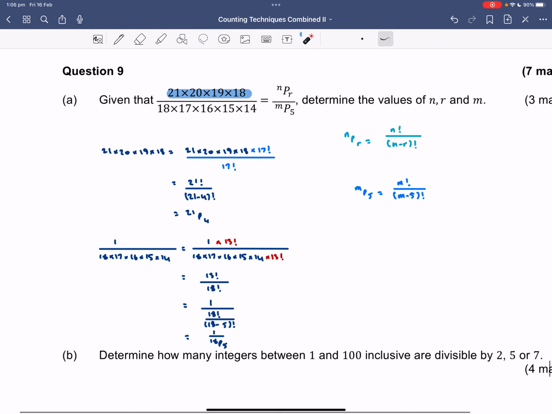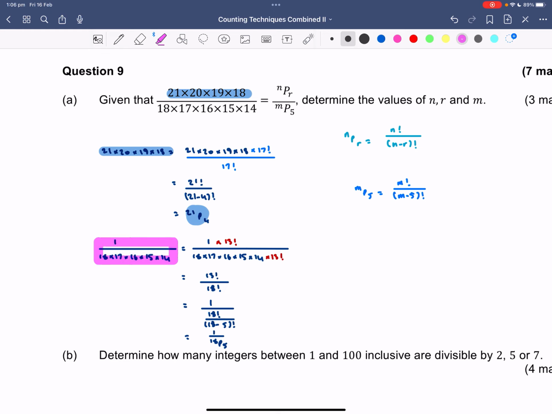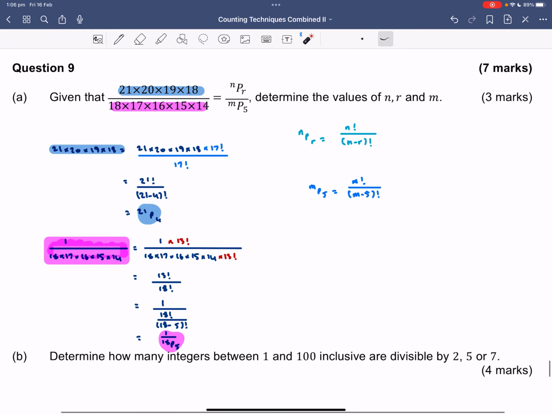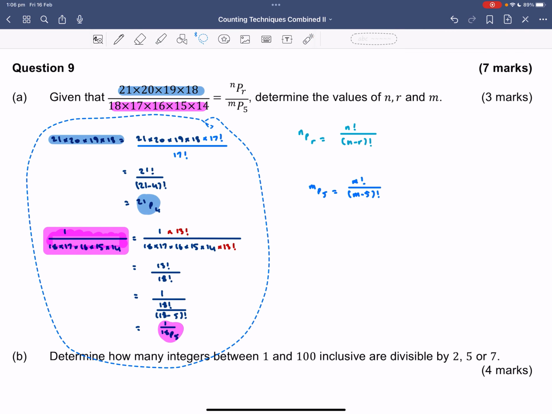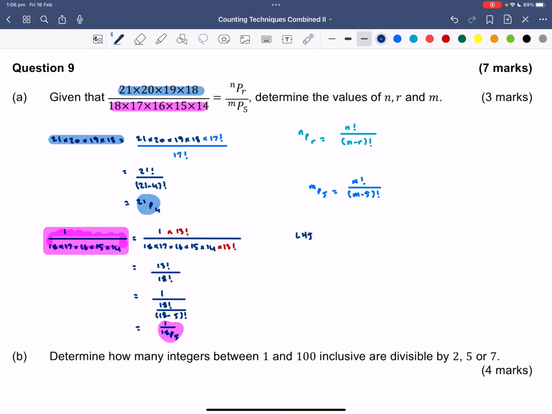Perfect. I've come up with a way of writing the blue. Another way of writing the blue is just 21P4. I've also come up with another way of writing 1 over 18 times 17 times 16 times 15 times 14, which is simply 1 on 18P5. Perfect, that's all I could have asked for. Now I've come up with expressions for both of these. So the left-hand side equals something P5, which is what you wanted anyway. So it turns out I didn't even need to use that knowledge.